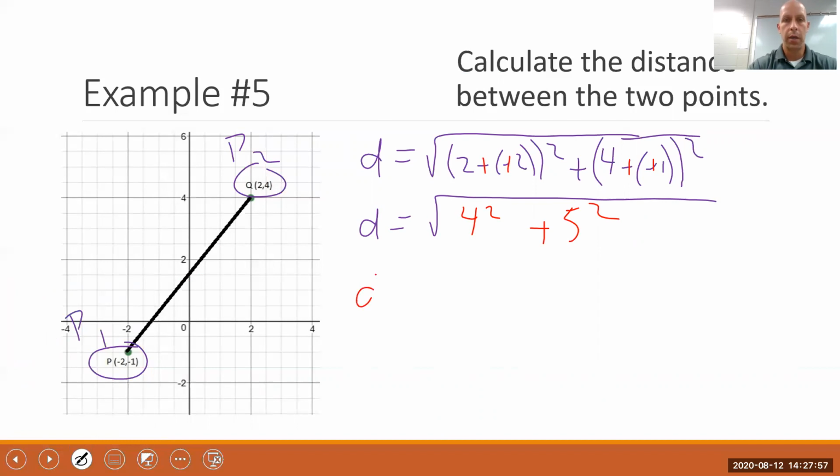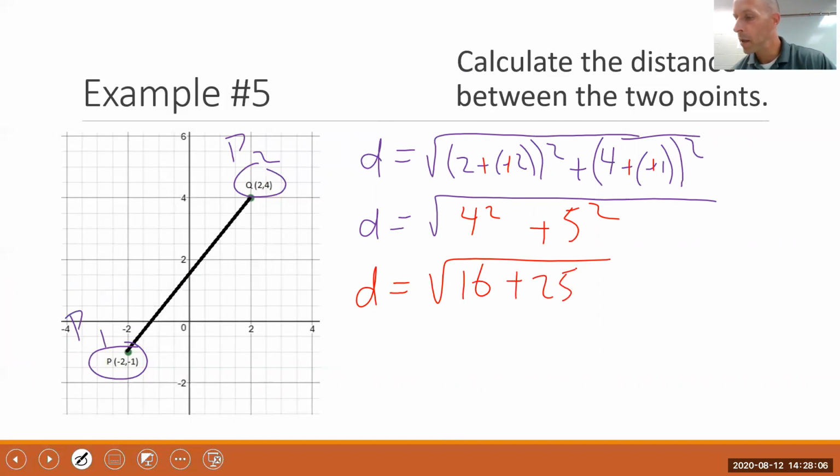Then that's 16 plus 25. Just to make sure I don't mess this up, add those together and I get 41. That's what I thought. So that's the square root of 41. You cannot simplify that radical. That's all that it is. But I just want to show you that they don't always come out to be nice numbers.